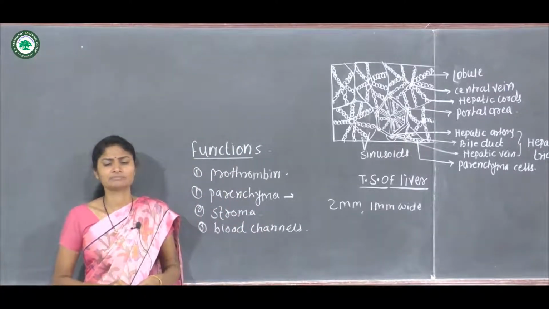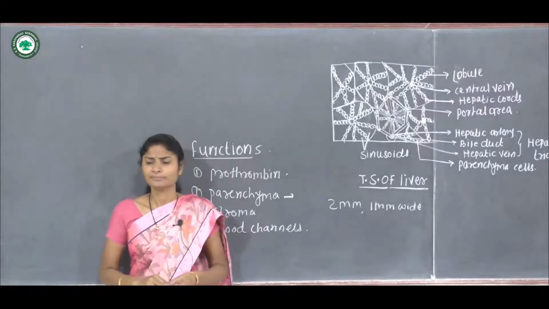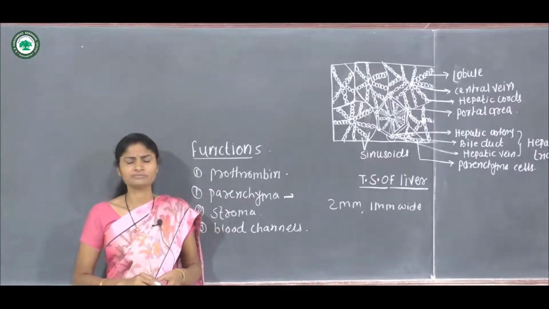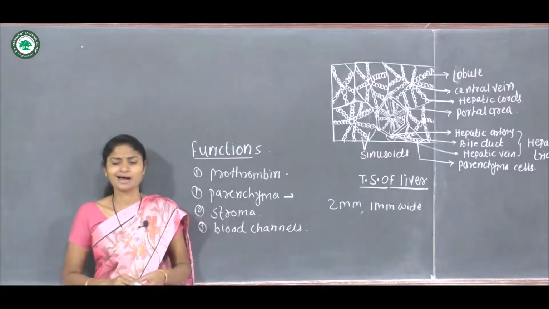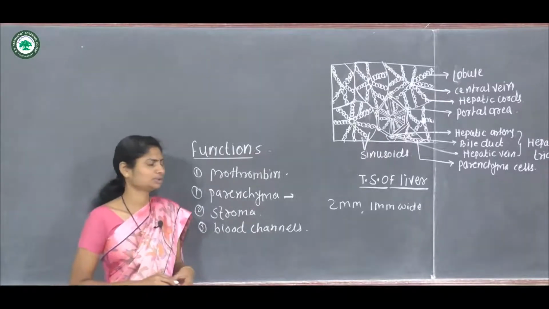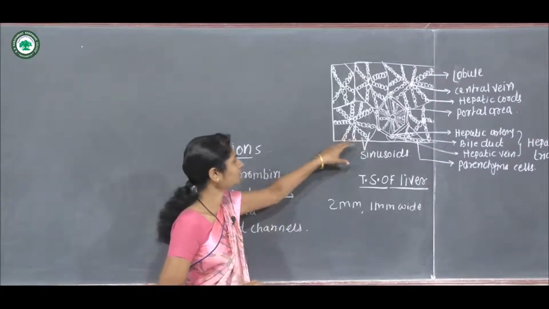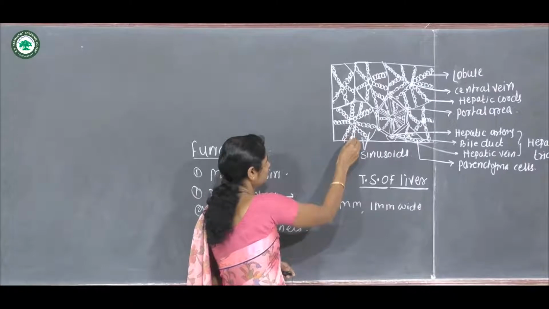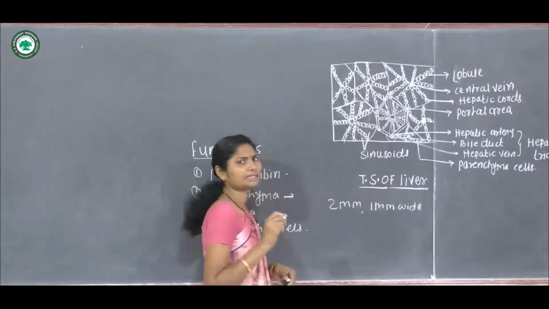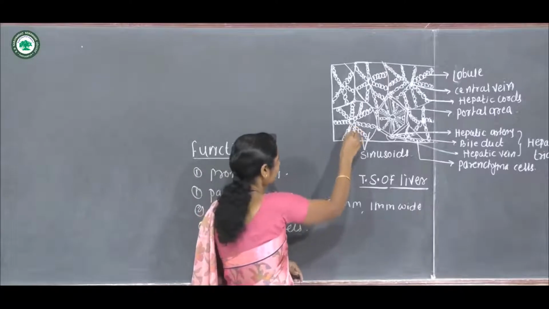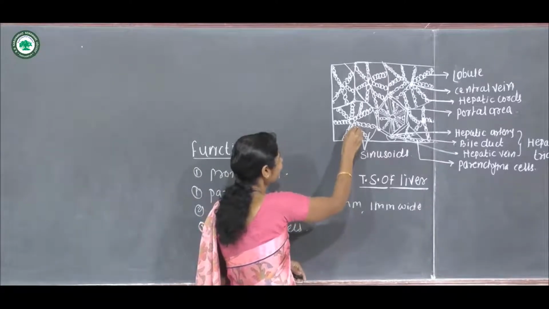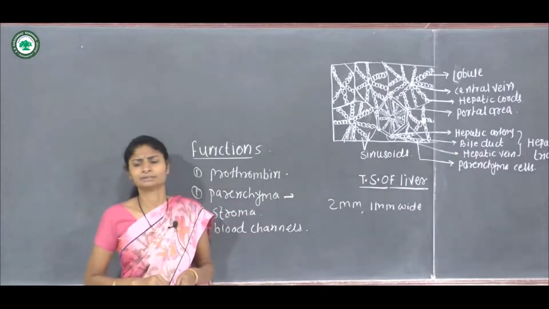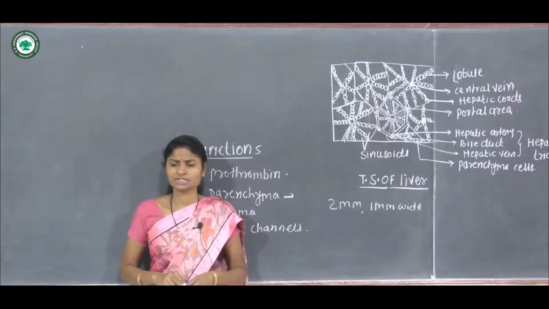The lobules are most distinct in pig, rat or cat. The spaces formed between neighboring lobules are filled with connective tissue. In between this connective tissue, bile canaliculi are present.